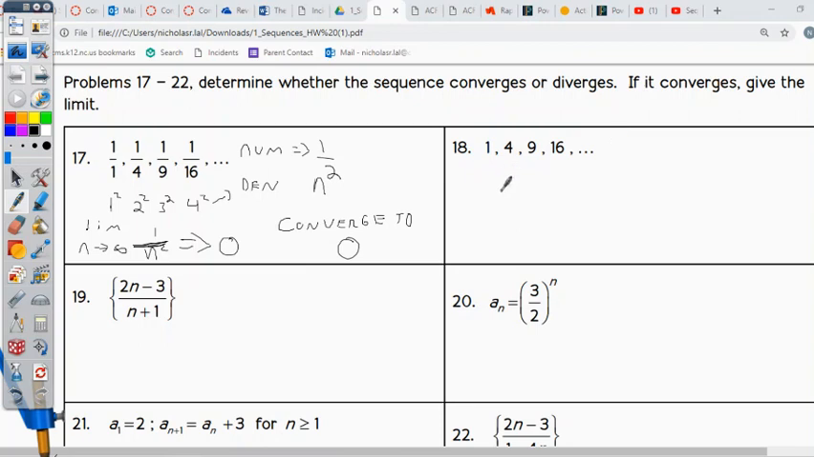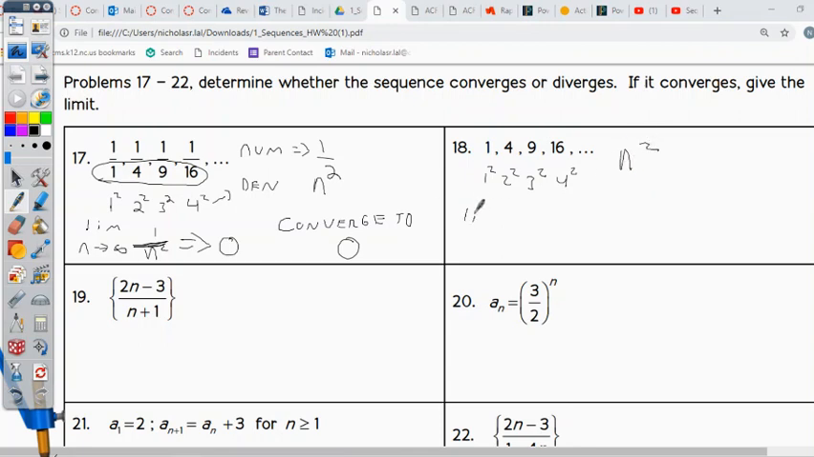So let's do 18. Alright, looking at the pattern for 17, you should be able to easily find the pattern for 18. What's the pattern for 18? It diverges. Well, it's the same pattern as the denominator: 1 squared, 2 squared, 3 squared, 4 squared. So the pattern is n squared.